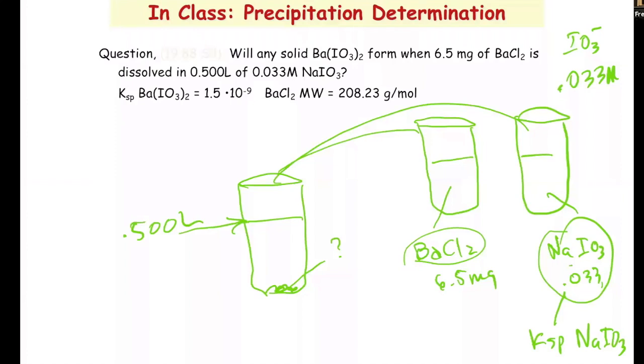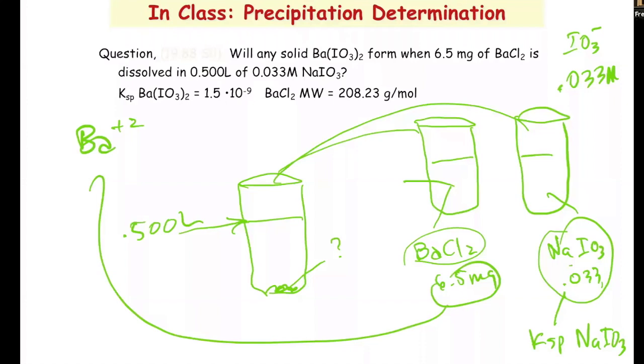Here, the barium chloride, the chloride salt, everything's soluble except if you have silver, mercury, or lead. So this will be 6.5 milligrams of barium chloride in that solution. Your job is to figure out the concentration of barium from 6.5 milligrams of barium chloride. And you know the iodate concentration because that's already given in the problem. And then that'll be the concentrations of your ions.